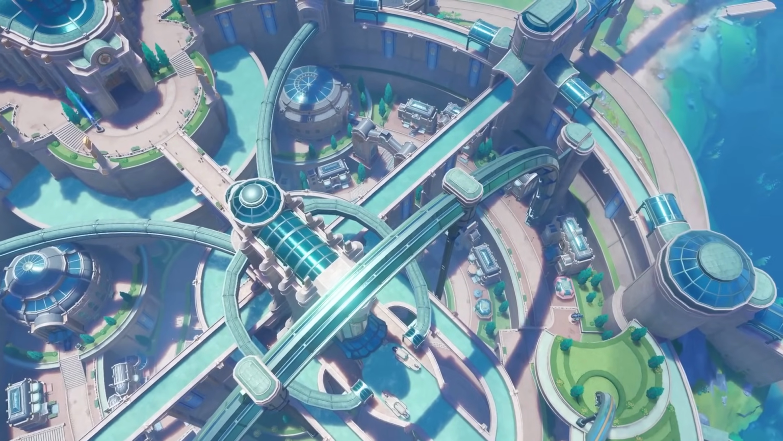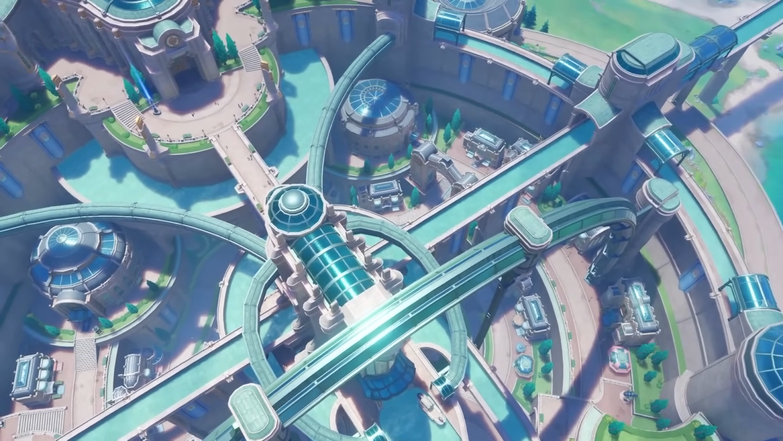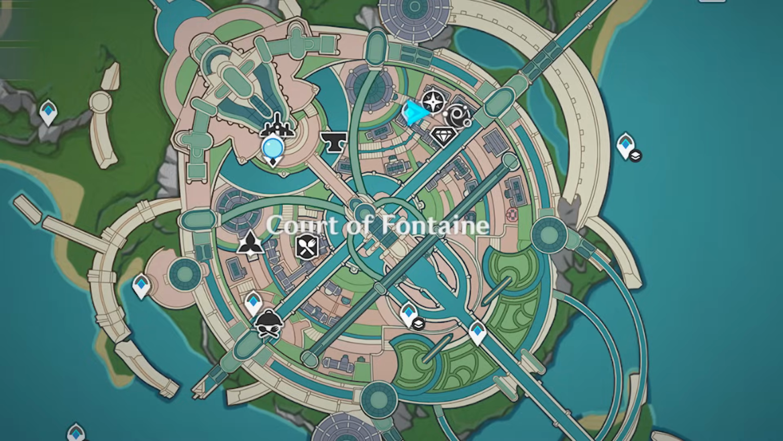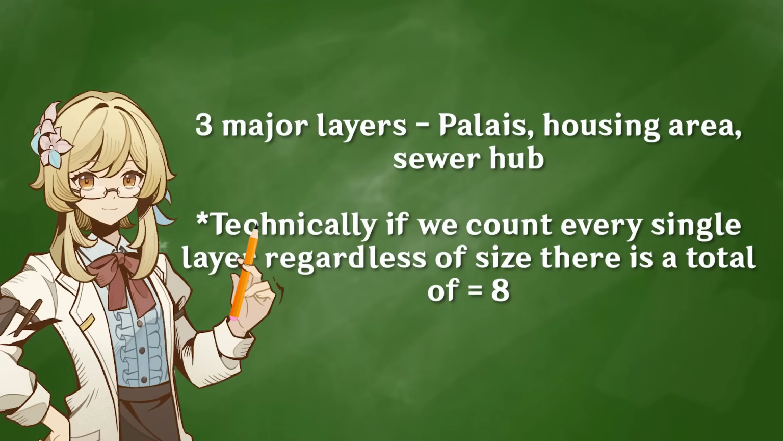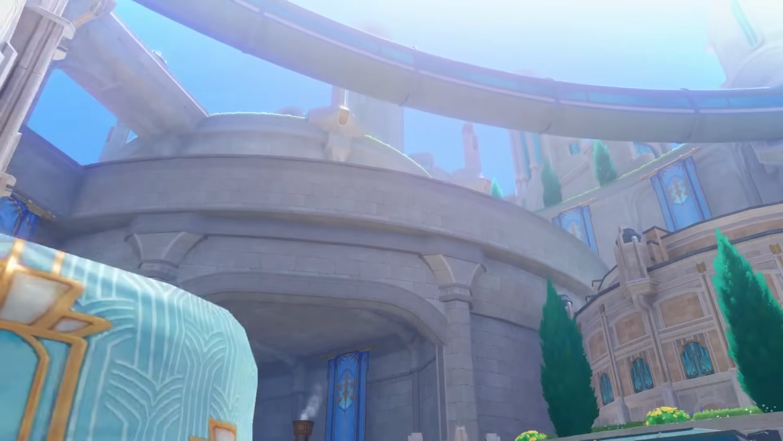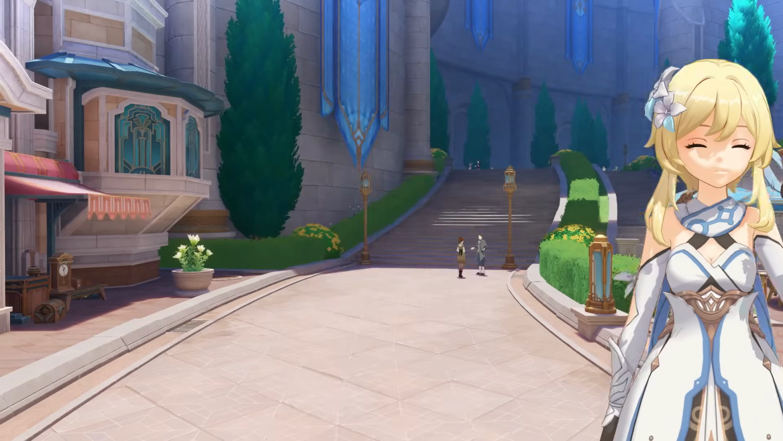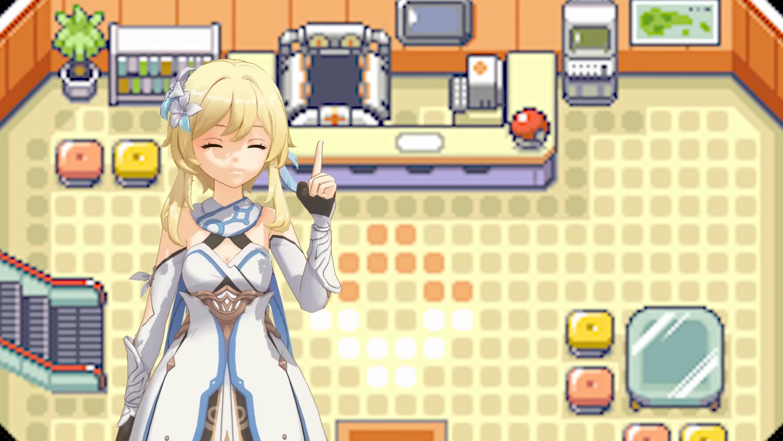I think vertically layered cities could benefit more from the underground map layering, because we can see here they have separated the sewer hub, but this, I don't know what's under there. You've got technically 5 layers in the Court of Fontaine, and they're all covered up by various floors and overhanging structures.